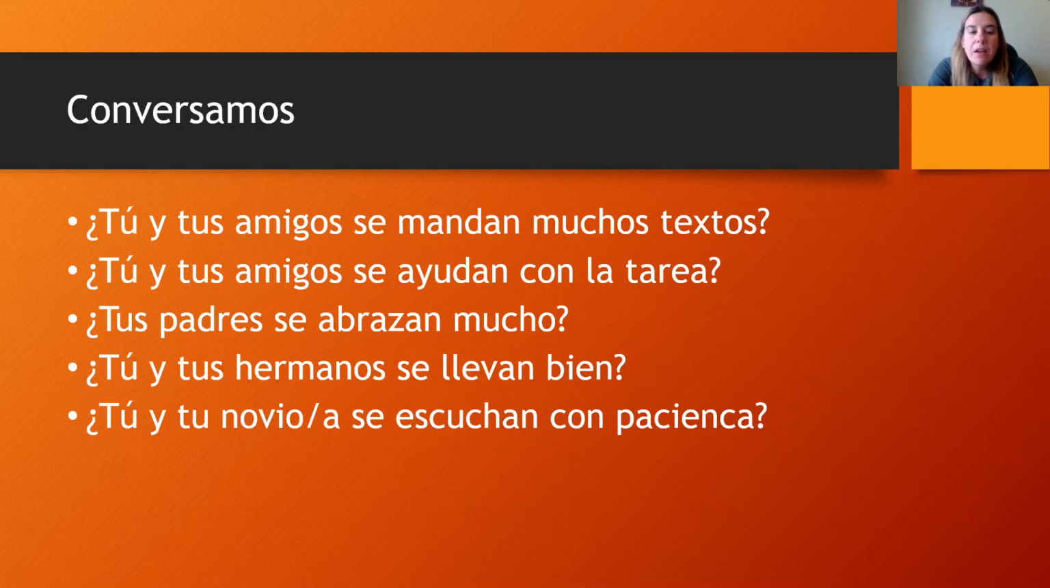Okay. And then the next question, ¿tú y tus hermanos se llevan bien? Do you and your siblings get along well? So the verb is llevarse bien, to get along. This one is also asking about you and your siblings. So when you answer it, you're going to put it in the nosotros form. Nosotros nos llevamos bien, either sí or no. Llevarse. So you're going to put that llevar in the nosotros form.